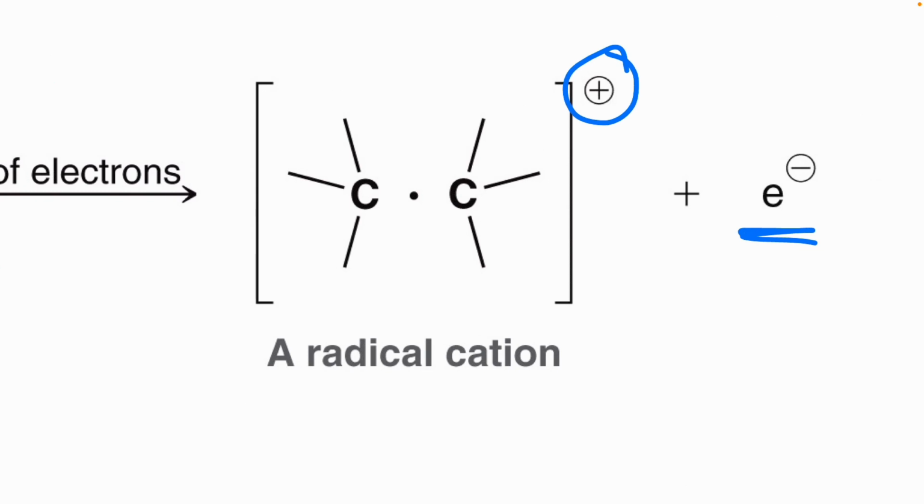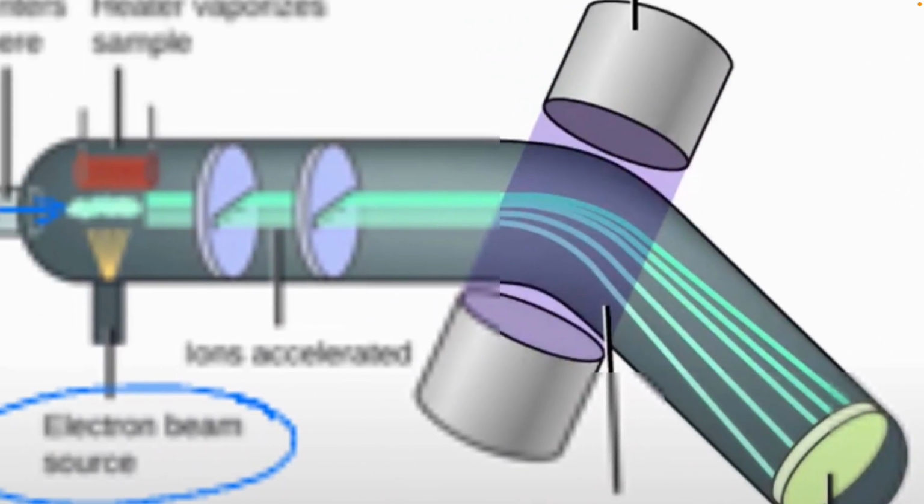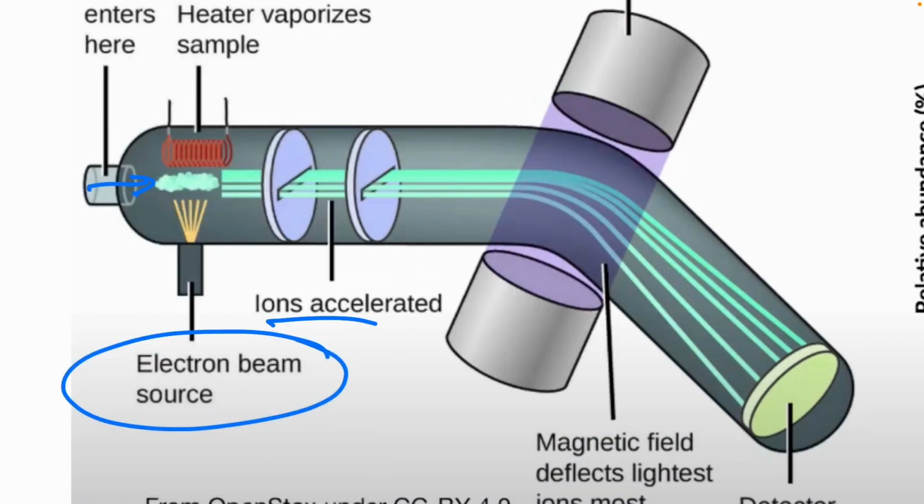leaving it with a positive charge. So we have our sample that's going through. We hit it with this beam of high energy electrons, and it kicks off one of the electrons from our molecule so that now our molecule has a positive charge. It also has this unpaired electron, which we refer to as a radical. We'll talk a little bit more about that in a second. But the bottom line is that now our molecule is charged. Then it accelerates the ion. That part's not really important.